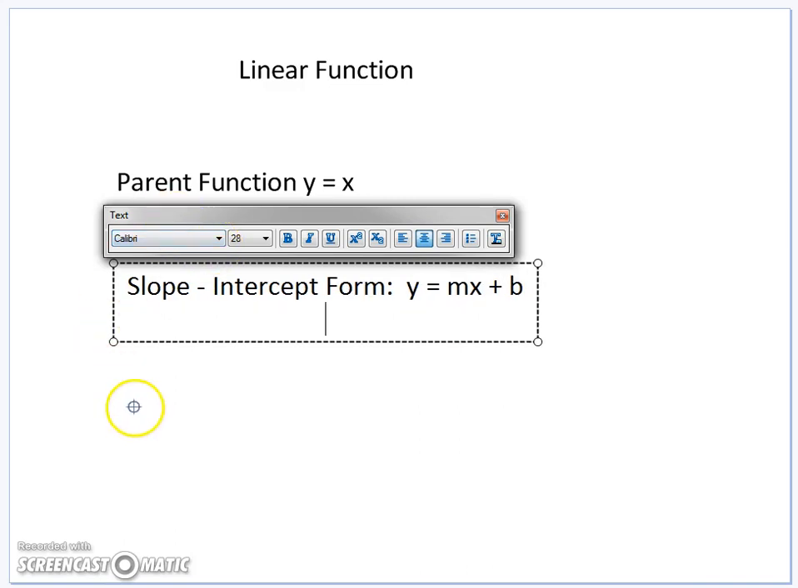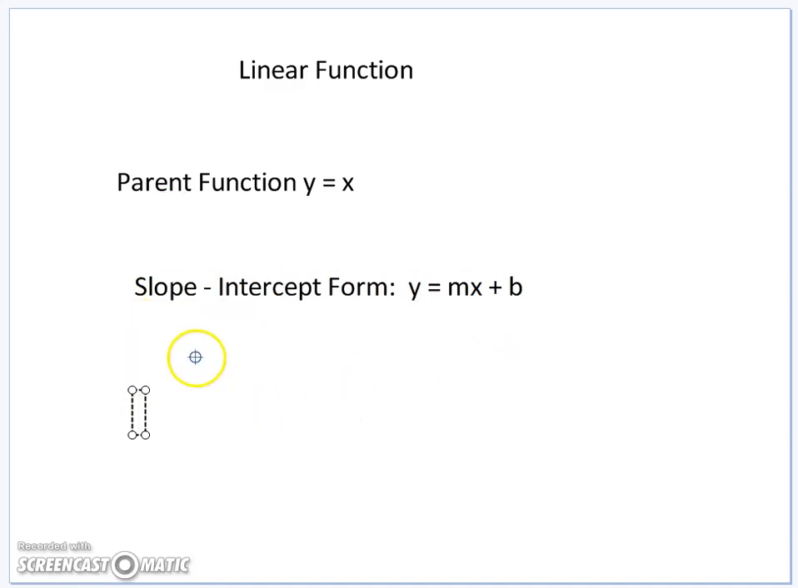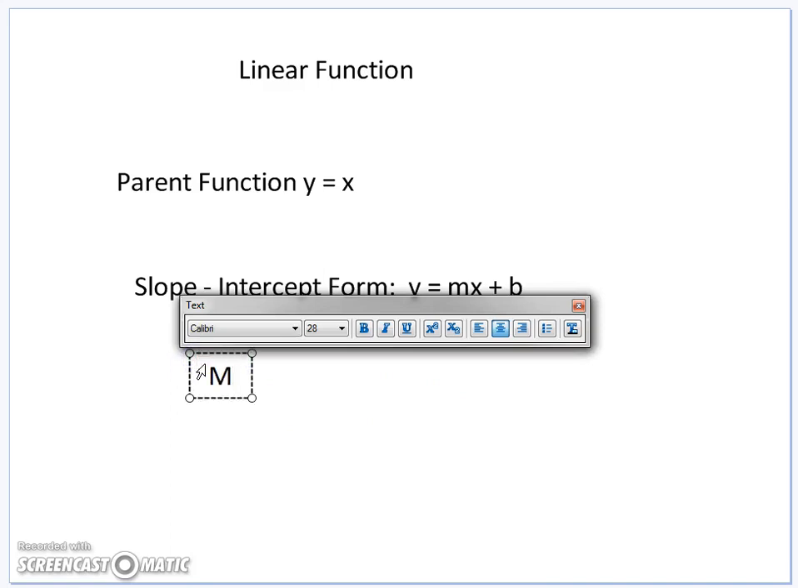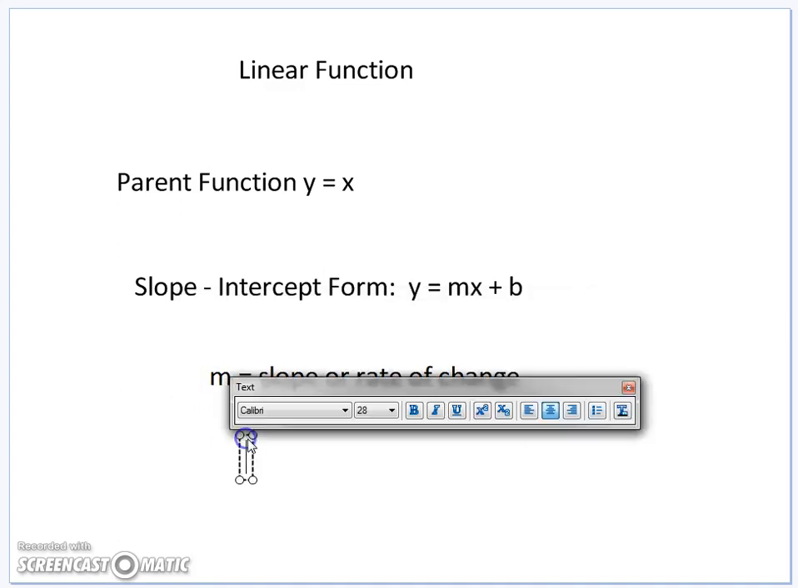Now, the m in y equals mx plus b stands for slope, or sometimes referred to as the rate of change of the graph. And the b stands for the y-intercept, basically where the y-axis is crossed. The important thing to know about the y-intercept is the x value will always be 0 no matter what the y value is.